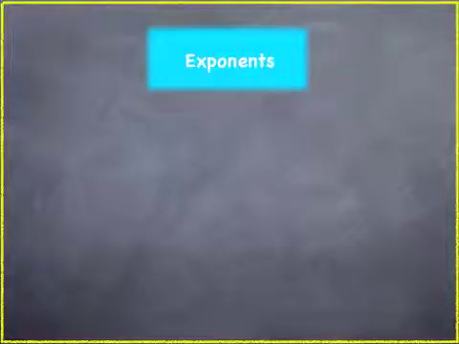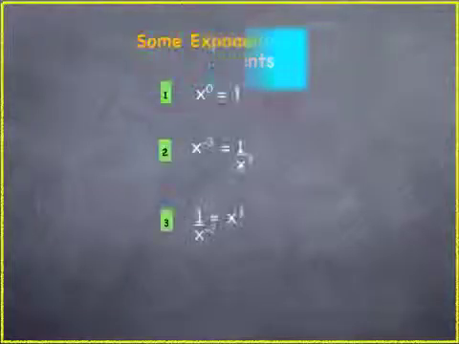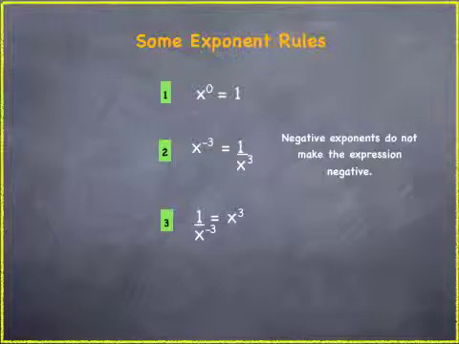Welcome. Today we're going to learn about exponents. And we have some exponent rules. First of all, in item 1, x to the 0 is equal to 1. Anytime you have a variable raised to the 0 power, the answer is 1.